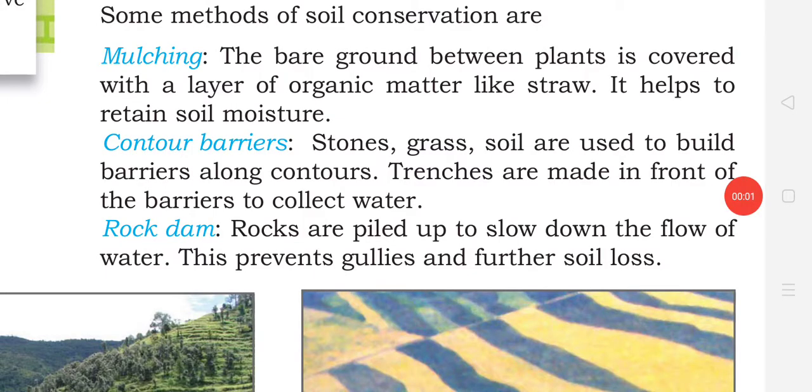Good morning, students. Now all of you see page number 14. I am reading about some methods of soil conservation.